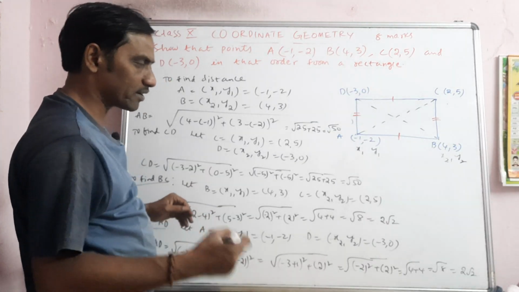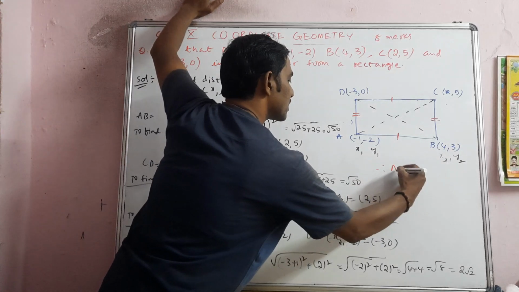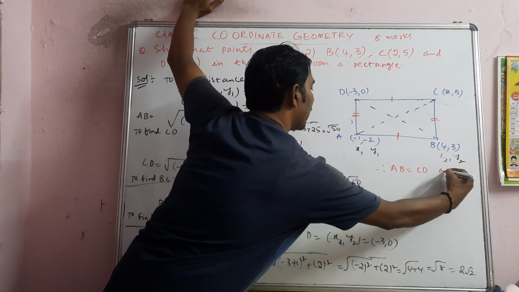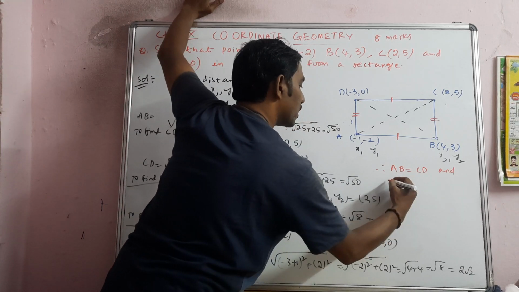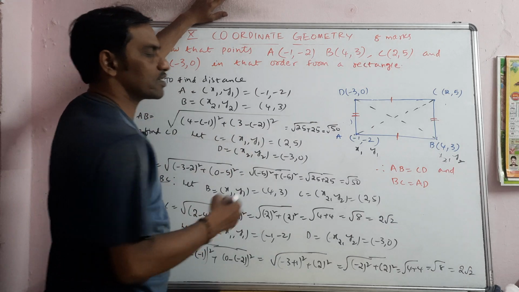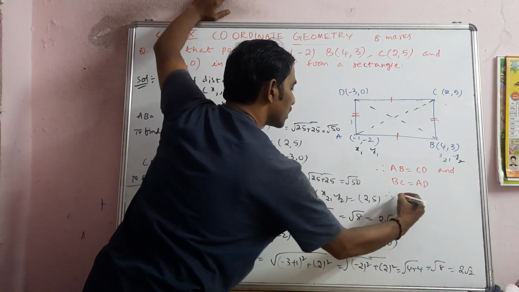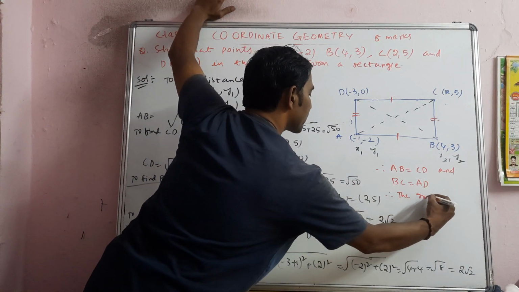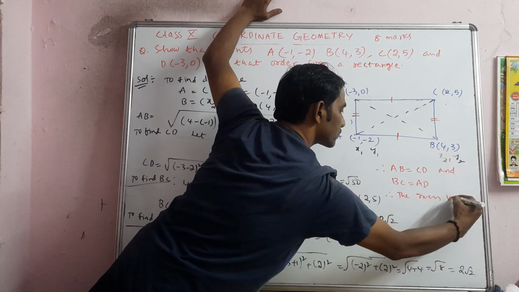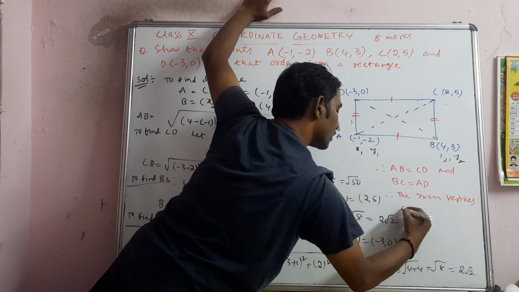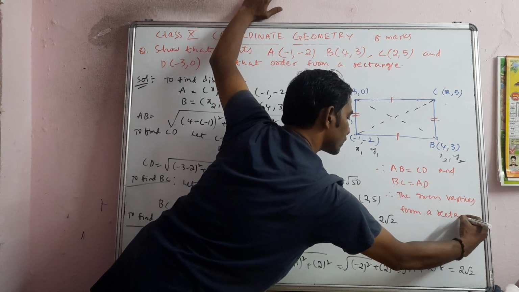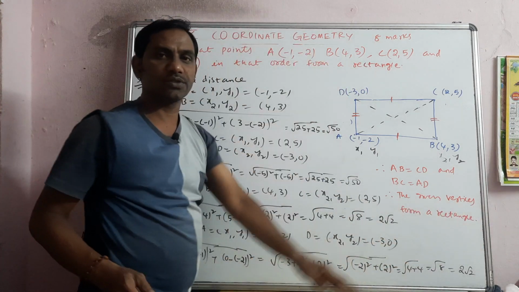So the conclusion I will write here. Therefore opposite sides are equal, means AB is equal to CD, and BC is equal to AD. So the third condition is also proved. Therefore the given vertices form a rectangle. Okay, so this is about the concept.